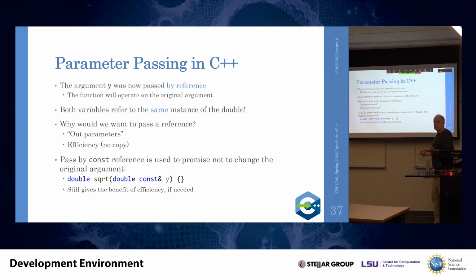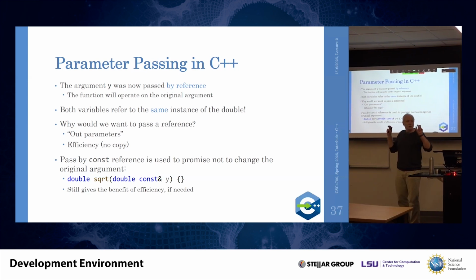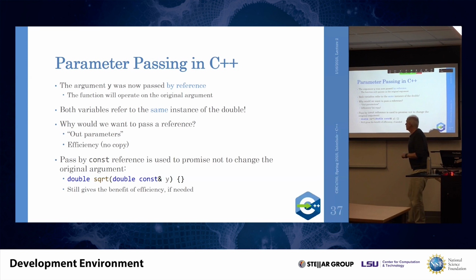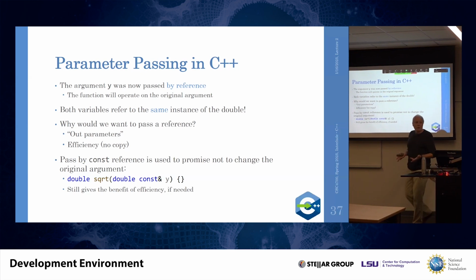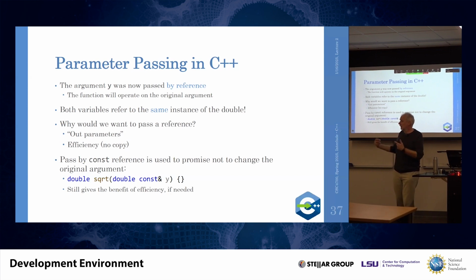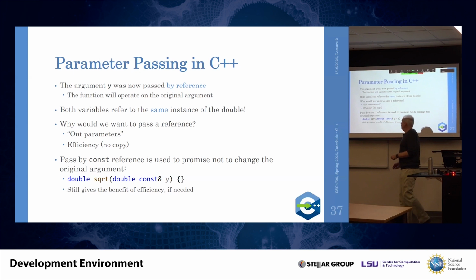So why would you want to do that? Well, there are several reasons. You might want to have an out parameter. You might want to return a value from the function back to where it was called. You might want to avoid the copy because you have a giant data structure you want to pass along, and you want to make sure that the giant data structure is not being copied but referenced.